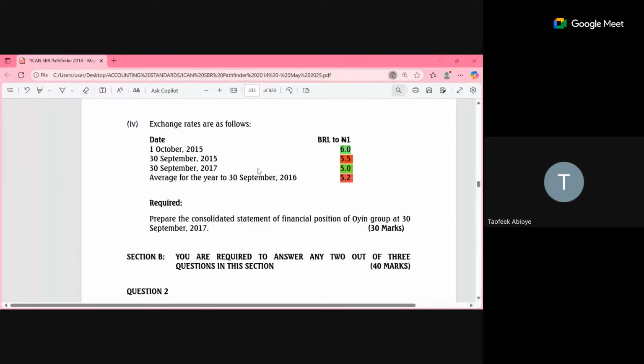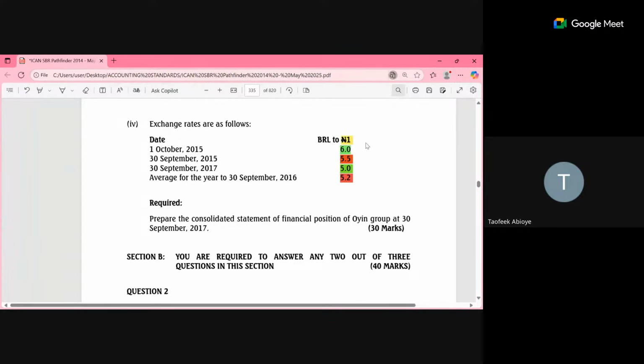Please look at the examiner. Look at my mouse here. This BRL to Naira, one of the currencies is going to be expressed in 1 unit. One of them must be in 1 unit, while the other will be the normal currency. If you look at this question, they said BRL to 1 Naira. So your key point is the one that has 1 Naira.